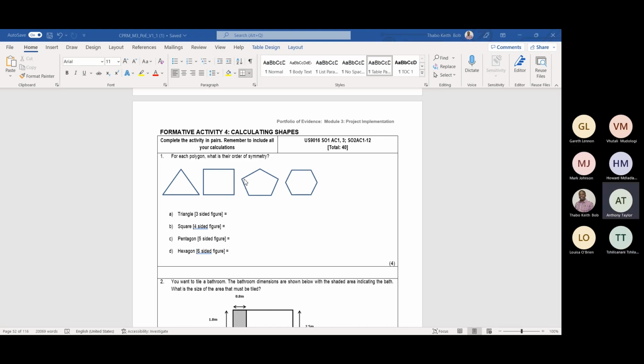Sorry, can I butt in? An order of symmetry is when you turn that thing around. Turn it around. Is it going to look the same? So for the triangle, the order of symmetry will be 3. For the square, it'll be 4. For the pentagon, 5. For the hexagon, 6. So if you turn it to the next side, it's going to look the same.